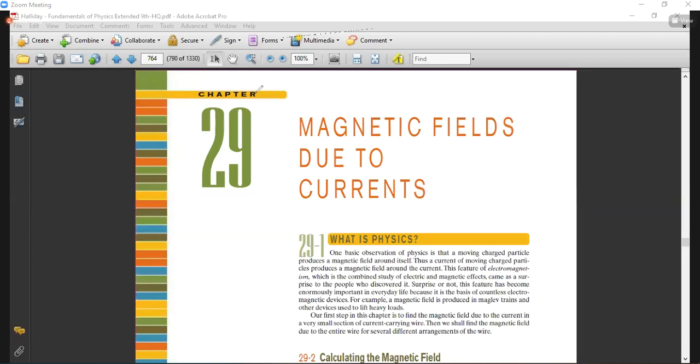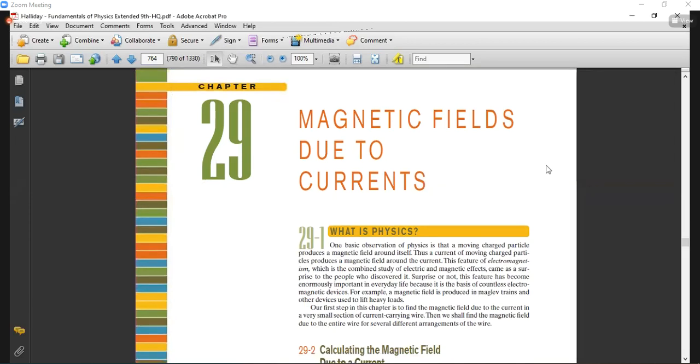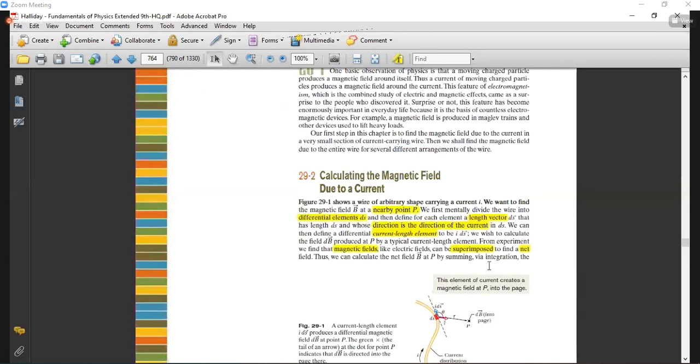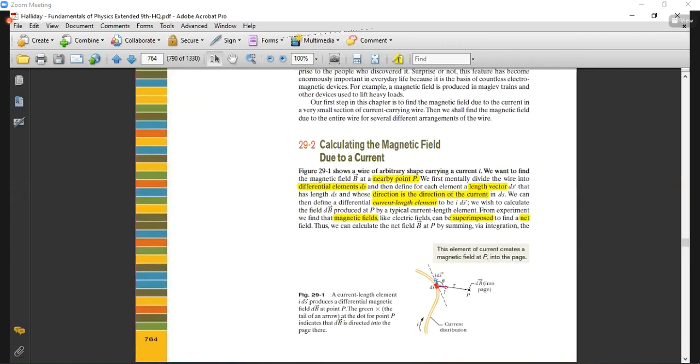We will take any arbitrary shaped wire. Any arbitrary shaped wire means that it has a random shape. It has no symmetry in it. This is the wire which they have shown here. So this wire has an arbitrary shape. It is random. It is bending at the bottom, then it is bending at the top without any symmetry here.